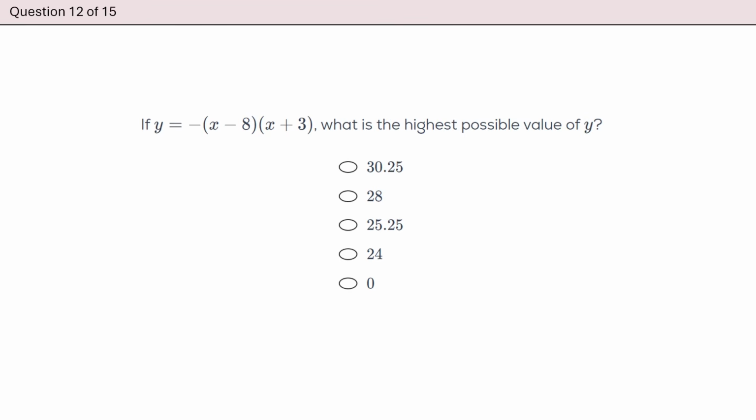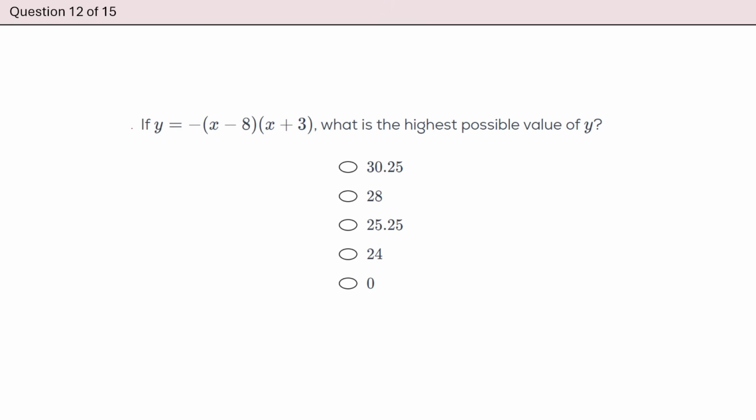Number 12, if y equals this, what is the highest possible value of y? Okay, how would we approach this one? It kind of depends, if you have a really good algebra understanding about how this works.